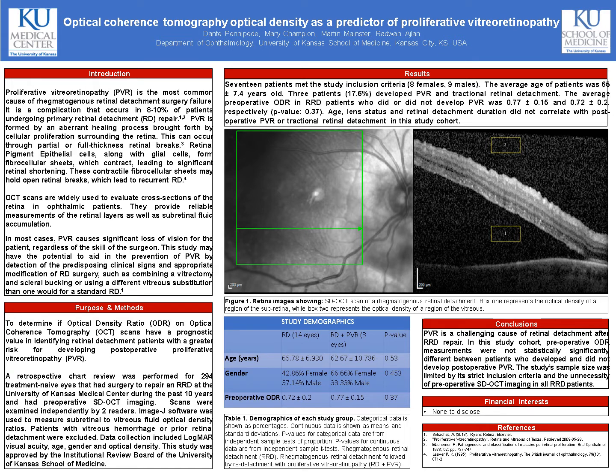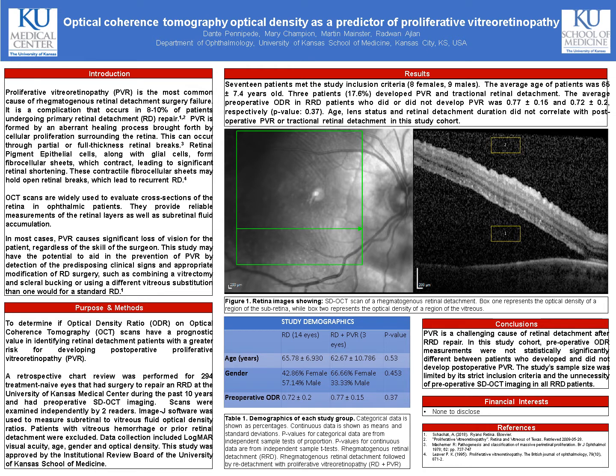ImageJ software was used to measure the subretinal to vitreous fluid optical density ratio. Patients with vitreous hemorrhage or prior retinal detachment were excluded. Data collection included logMAR visual acuity, age, gender, and optical density.